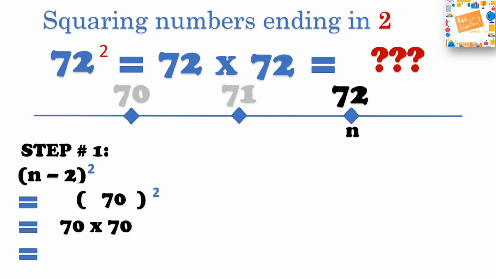And the way to solve it is look at the zeros, add the zeros first, and then square of 7, that is equal to 49. So 4900 is our answer to step 1.